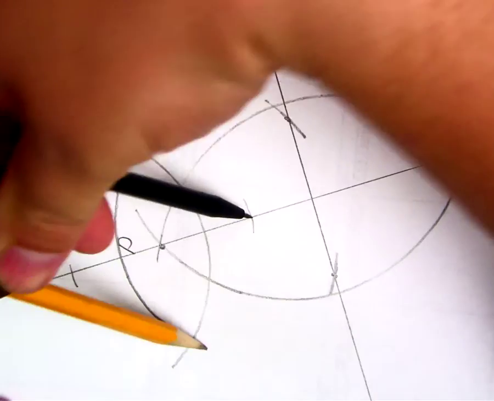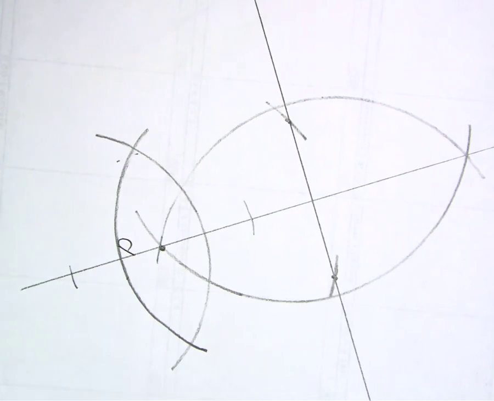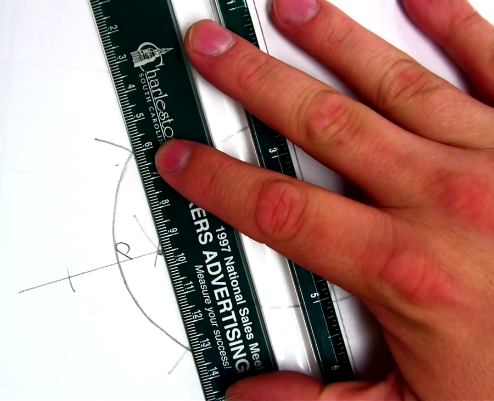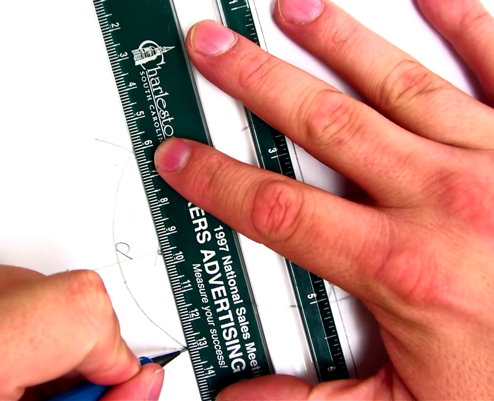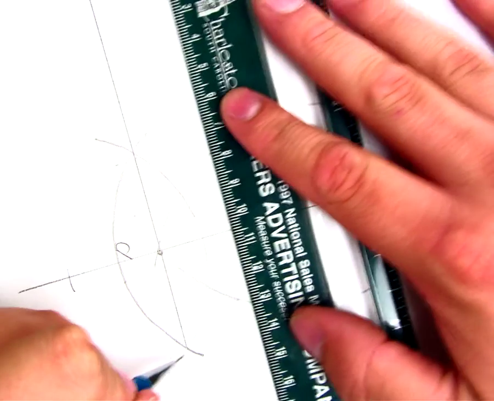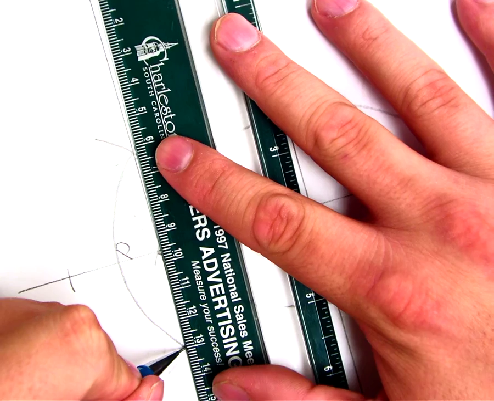So you're kind of seeing how these constructions all rely on each other here. So we're using perpendicular constructions to make parallel lines. Should keep going out in the other direction here.